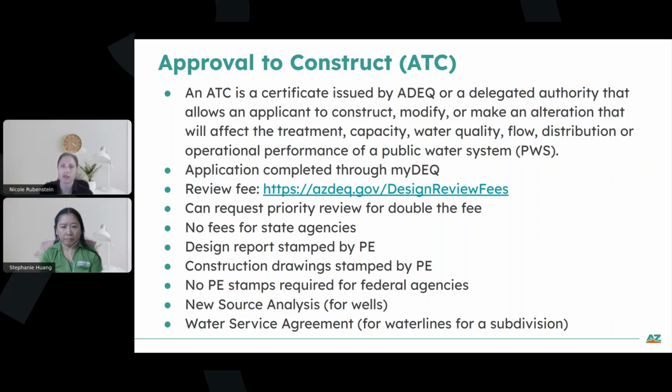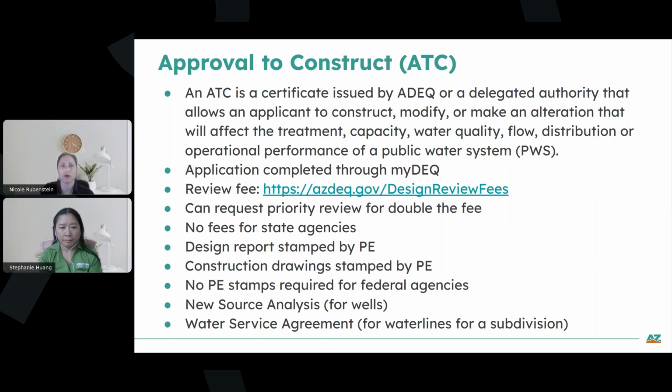And so the next component for the ATC is a design report. The design report must be stamped by a professional engineer on the cover sheet. We also require construction drawings that are stamped by a professional engineer. The only exception for that is that federal agencies do not require the PE stamps.